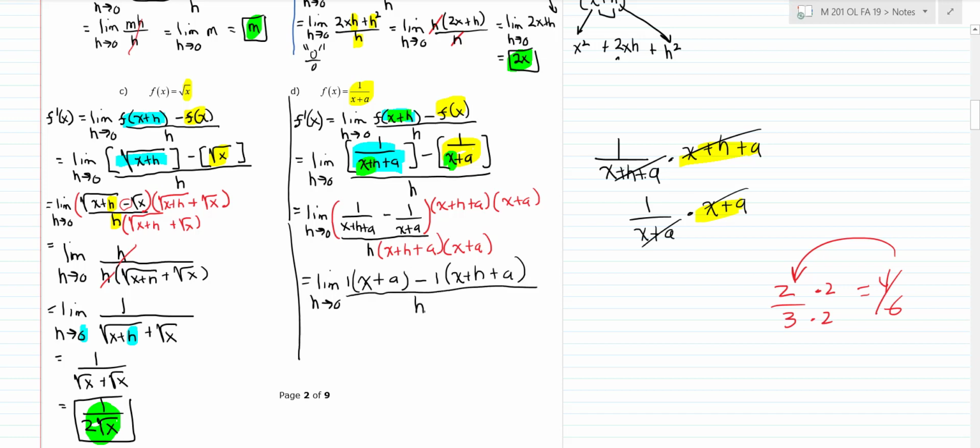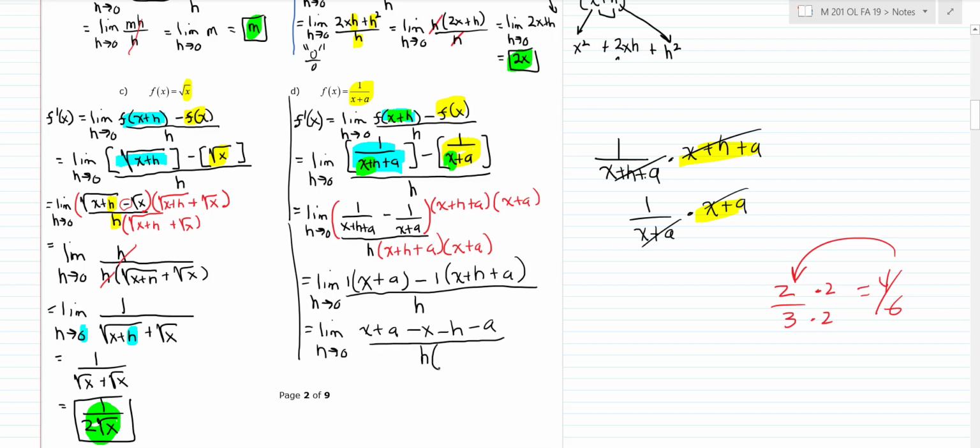Look at that in your head and see how that goes. Just take your thumb and block this out, and then you're taking this times this. That crosses that out, and you're left with 1 times x plus a. Block this out, that'll cancel that out, and you're left with minus 1 times x plus h plus a. Do that in your head. Saves you a lot of work on your paper. So we have the limit as h goes to 0. This is going to be x plus a, and then you distribute the negative 1 through there to get minus x minus h minus a, all over h.